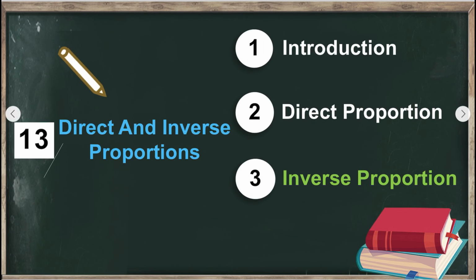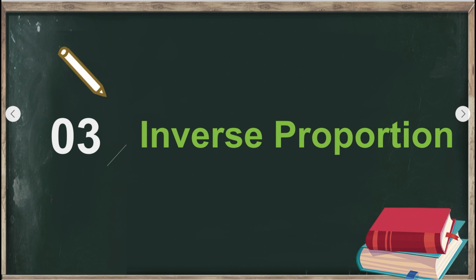Chapter number 13, direct and inverse proportion, is divided into a total of 3 subtopics which are listed here, of which we have already covered the first two subtopics in the previous session. So today we'll be looking at the third one, which is inverse proportion. Let's understand what we mean by inverse proportion.